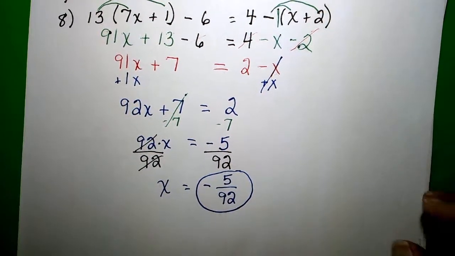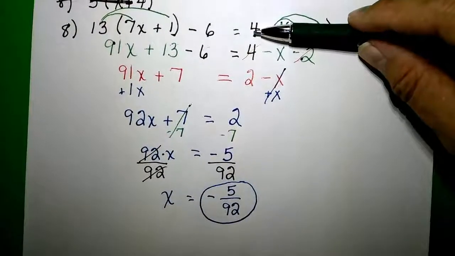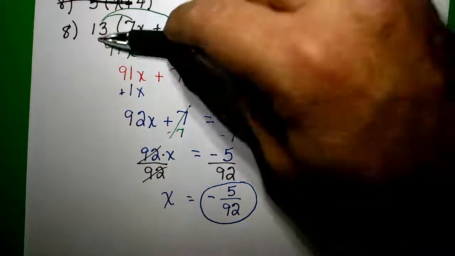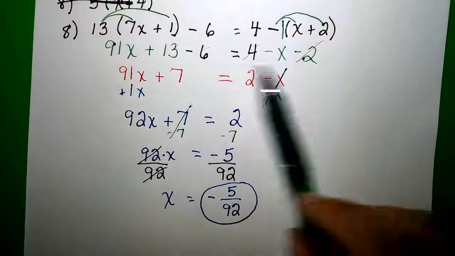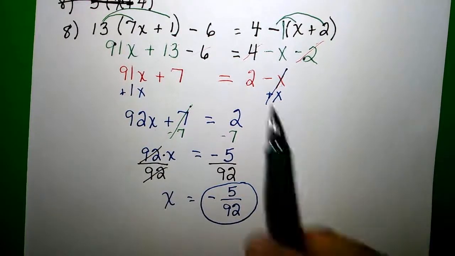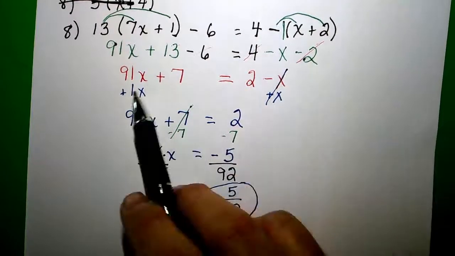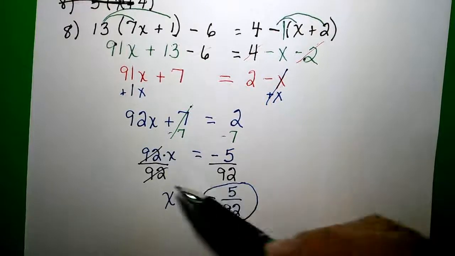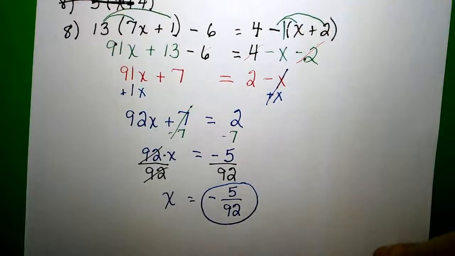So we always start with the complicated looking equation, and you're using the stuff that we've learned. We learned how to distribute, to get rid of parentheses. We've learned how to combine like terms. Then we've learned the addition property. That's what I'm doing here and here: adding x to both sides, subtracting 7. And then to go from here to here, we're dividing both sides by 92. That's the multiplication property.